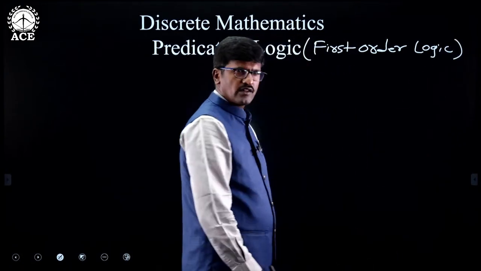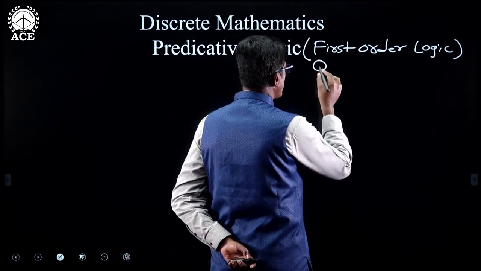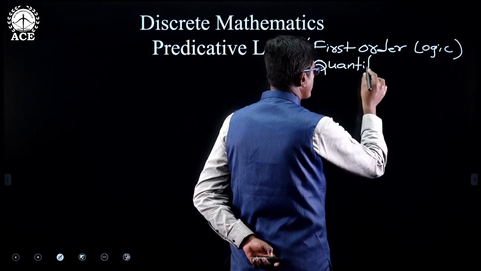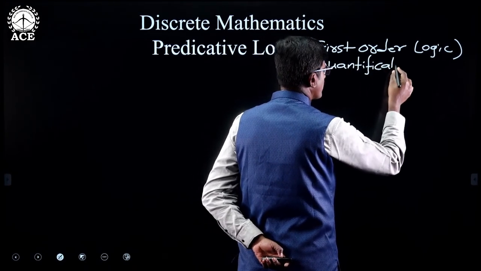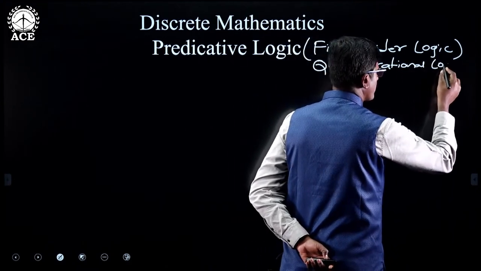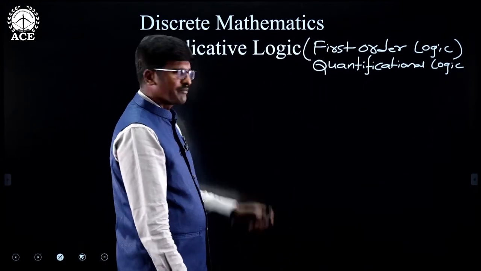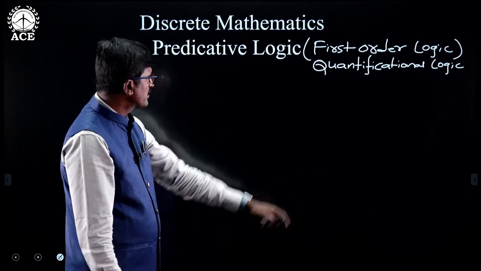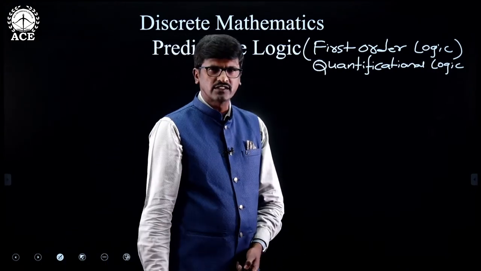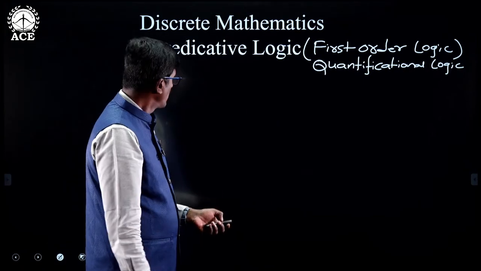This predicative logic is also called first order logic. It is also called quantificational logic. So mathematical logic 2 is nothing but predicative logic, also called first order logic or quantificational logic. Now let's see what first order logic or predicative logic is.